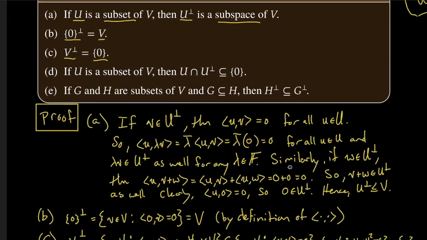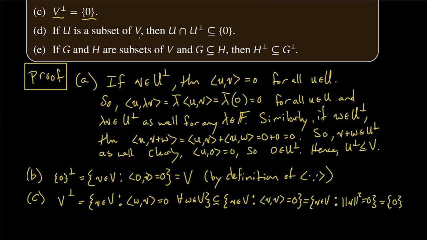Let's do D. D says that if U is a subspace of V, then U intersect U perp is contained in the set with 0 as its only member.